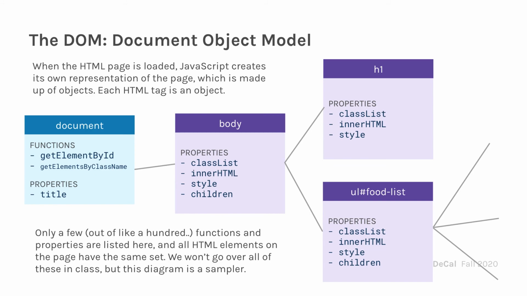Again, DOM stands for Document Object Model. This is a lot of text, but basically, when the HTML page is loaded, JavaScript creates its own representation of the page, which is made up of objects, what you just learned in the previous slides. Each HTML tag is an object. So we have the structure here, which I'll go into step by step later on, where each box is an object. Document is an object, body is an object, H1 is an object. Even though you're used to seeing them as tags in HTML, now you should be thinking of them as objects in JavaScript.